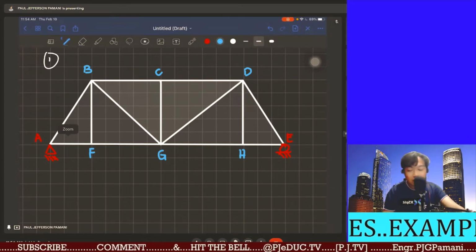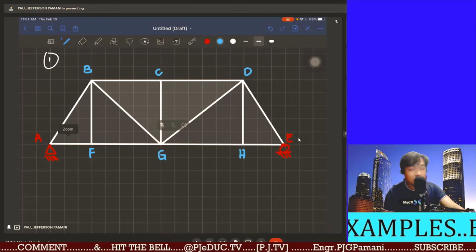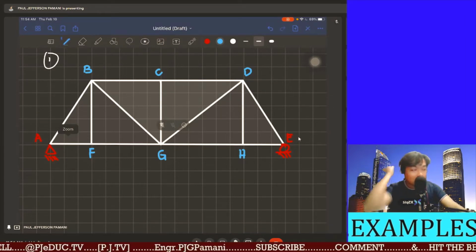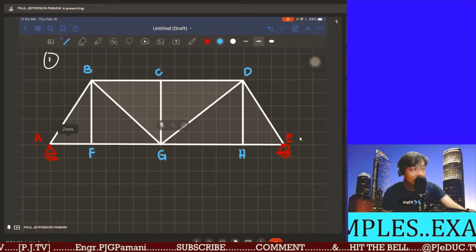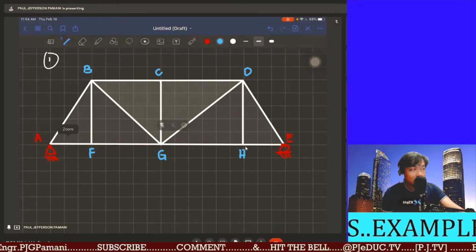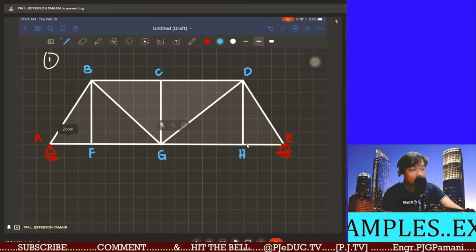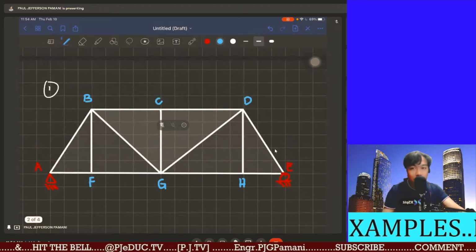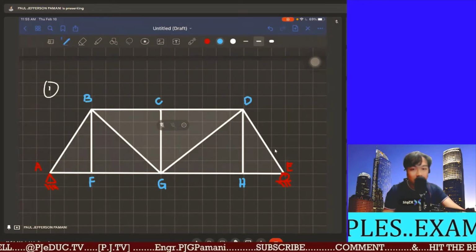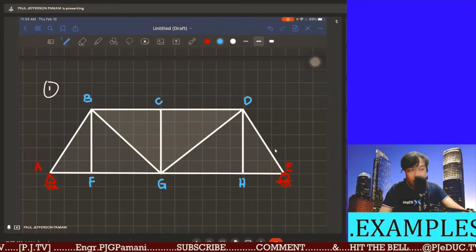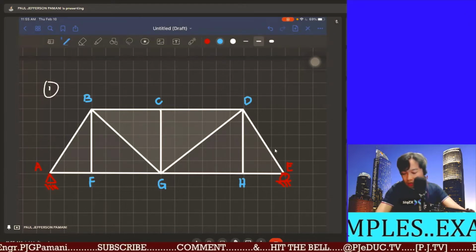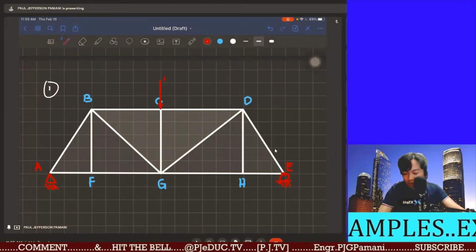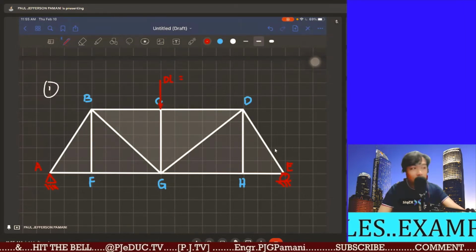Random. Kahit sabihin nyo, dead load. Magbigay kayo ng dead load, concentrated. Saan nyo gusto ilagay? Saang joint? Joint C, sir. Anong direction? Upward, downward? Downward. Sure ka? Sige, downward, joint C. Dead load. Anong value?